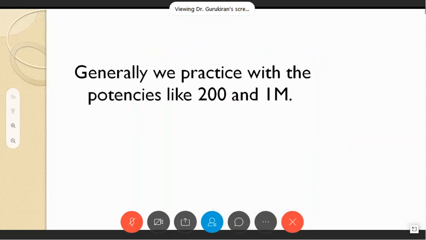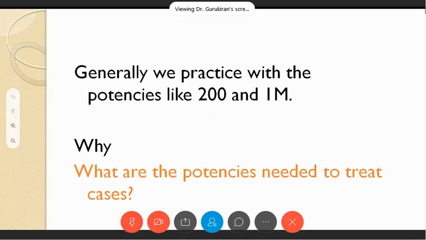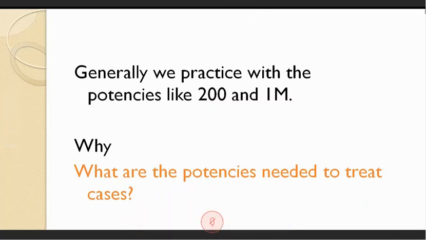So generally in our practice, we practice with the potencies like 200 and 1M. Why? Then what are the potencies needed to treat the cases? Can anybody tell me why we generally practice with 200 and 1M potencies?